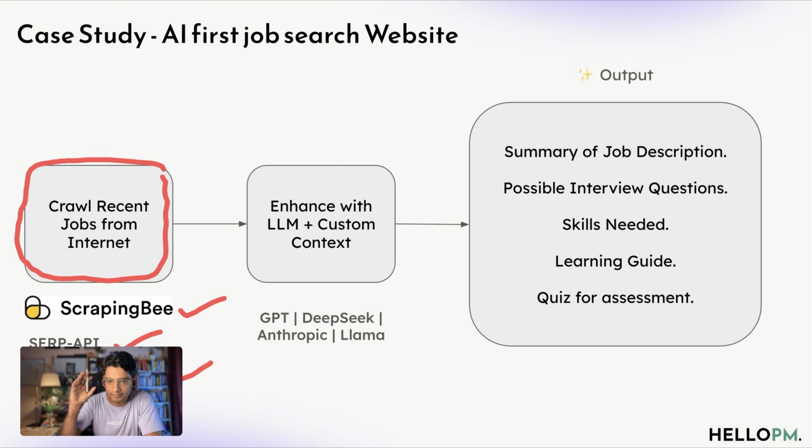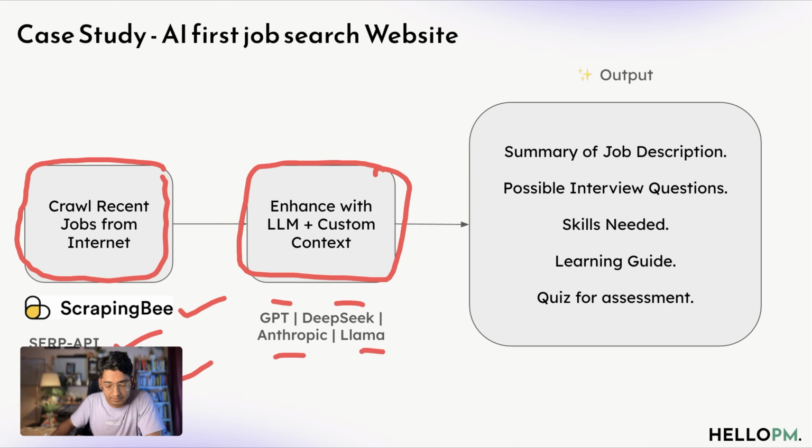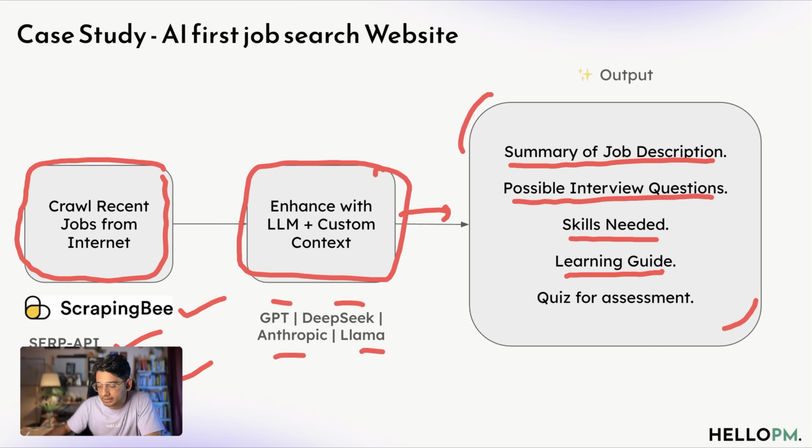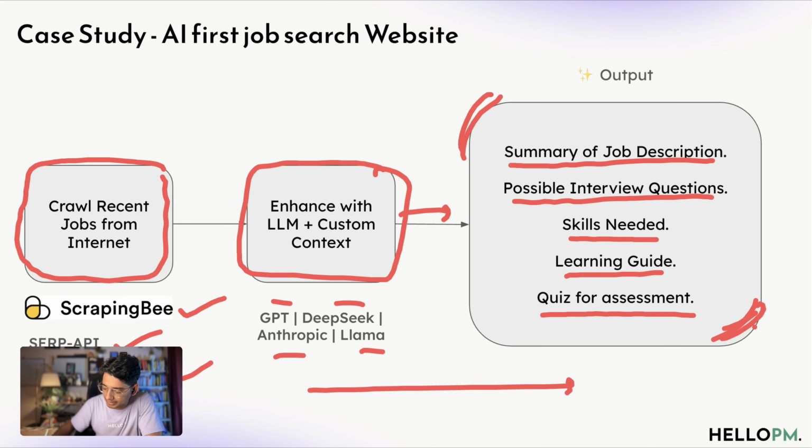Okay. Now, every job will give us the description plus the title of the job plus location and some more information. What we'll do is we will use an LLM, any LLM such as GPT, DeepSeek, Anthropic, Llama, we can use any LLM in order to convert that information into this. Okay, so we will take the job description, we will input our own data with the help of RAG, and then we'll be able to create something like the summary of the job description, possible interview questions, what are the skills needed to perform that job well, a learning guide that will help you crack the interview, and also a small quiz for assessment. So that if people come to our job website for the same job, they'll be able to get this much information as well, and they'll be able to assess themselves. Okay, so this is, let's say, a simple idea of a job website.